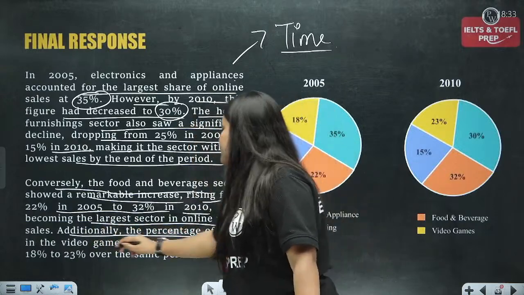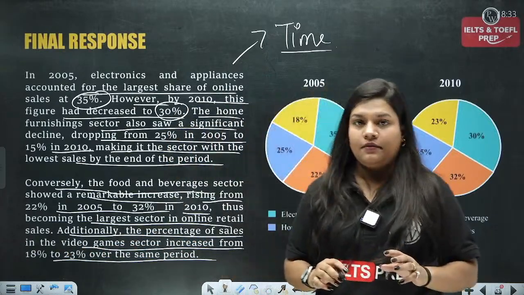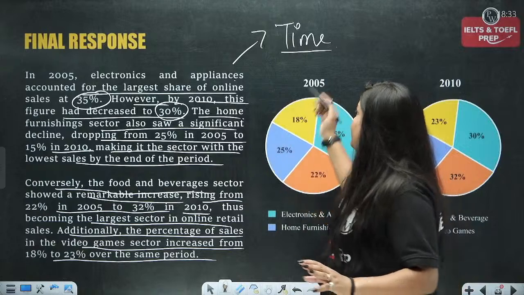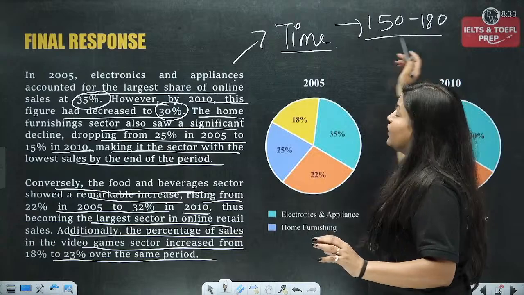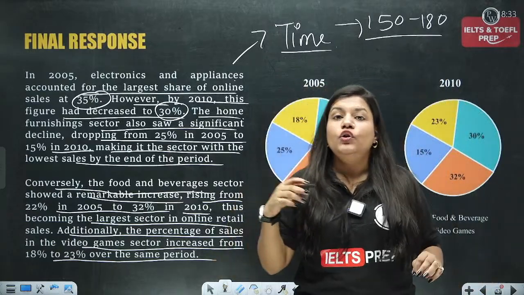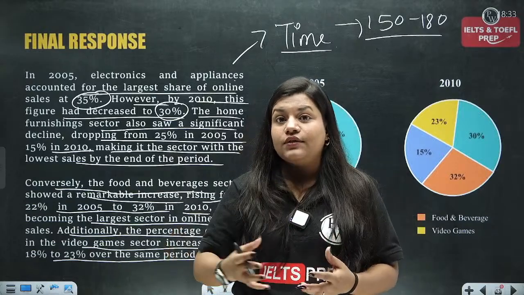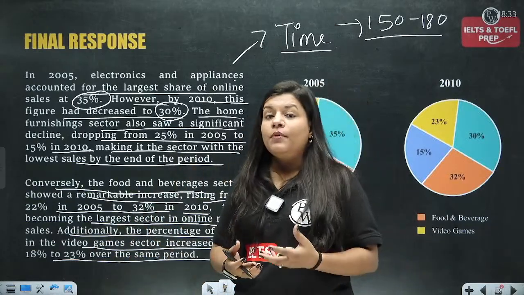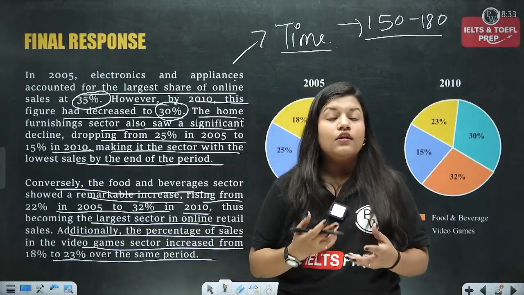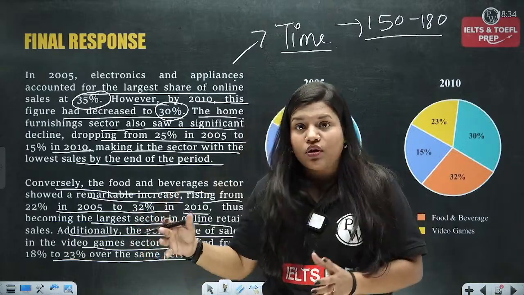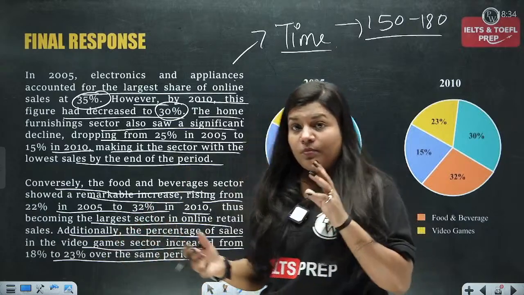Additionally, the percentage of sales in the video game sector increased from 18% to 23% over the same period. End it. Okay, as you also need to take care of the word limit, which is 150 to 180. Now again, you don't have to write less than 150, and you have to be very sure that you don't just write to enhance or elaborate your answer. Make sure you don't end up getting diverted from the question, and also don't end up making a lot of mistakes, because when you write more, the probability for you to make mistakes becomes more, right? So be very sure on that part.